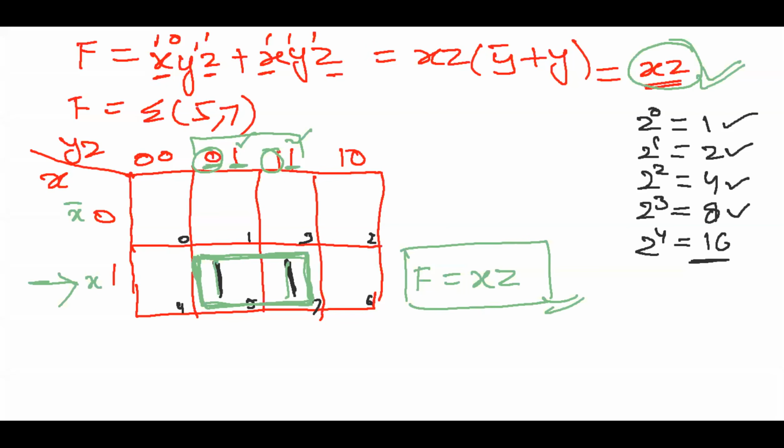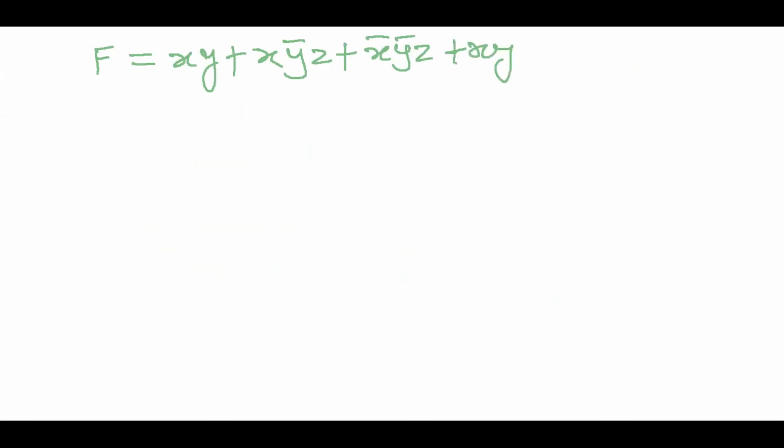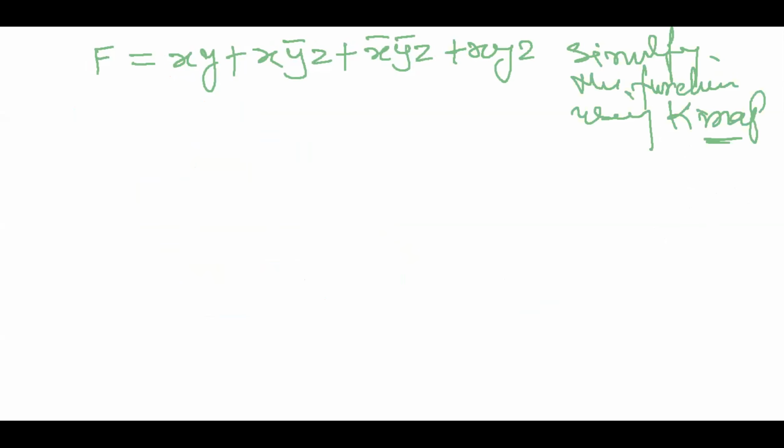So let's say the new example is: I am giving you a function f equals xy plus xy'z plus x'y'z plus xyz. The question is: simplify the function using K-map. This is the question. So what should I do first?